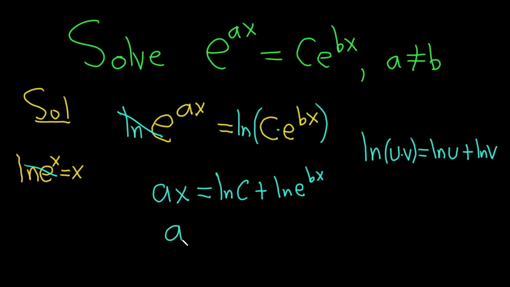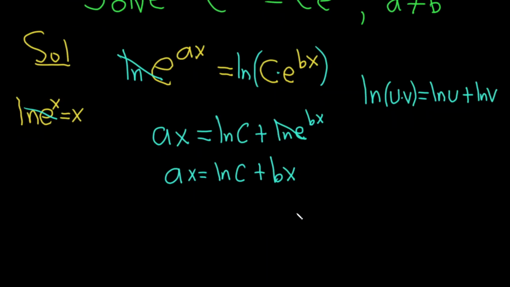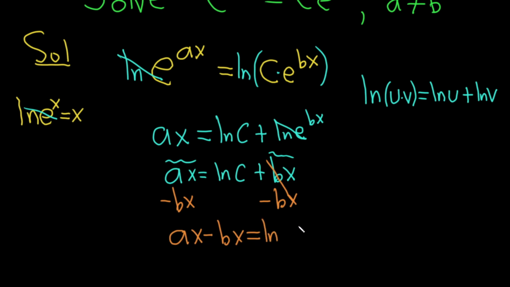Let's keep going. This is ax equals the natural log of c. Here we can use the formula. So we just get plus bx. So we have to solve for x. We have an x over here and an x over here. So let's go ahead and put all of the x's together on one side. We can do that by subtracting bx and subtracting bx. These go away, so we have ax minus bx, and that's equal to the natural log of c.